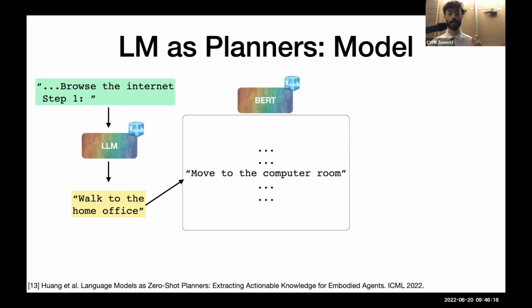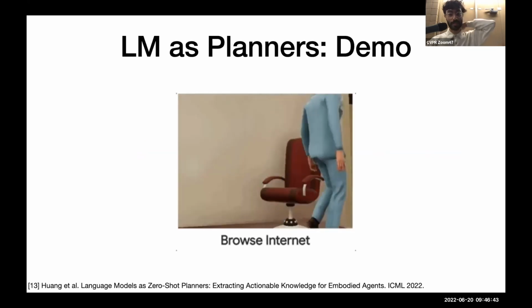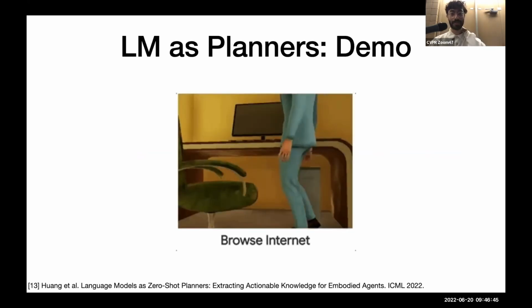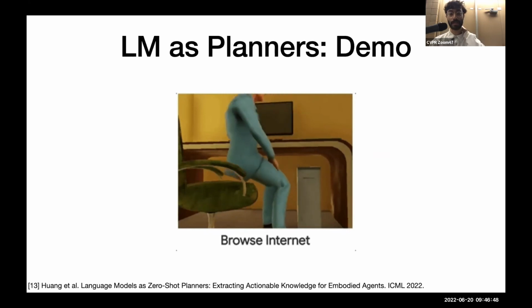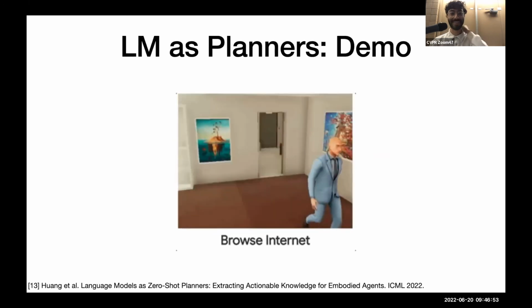The thing to note here is that we have a feature for walk into the home office and features for everything else, and we just do a matching step. Then we append this to the prompt, and now we have moved to the computer room. We can imagine doing this over and over again until we have some stopping condition. This is how we're going to get our actions. And this is a demo from their paper of this agent executing these high-level actions. It goes to the computer and it's looking at Google.